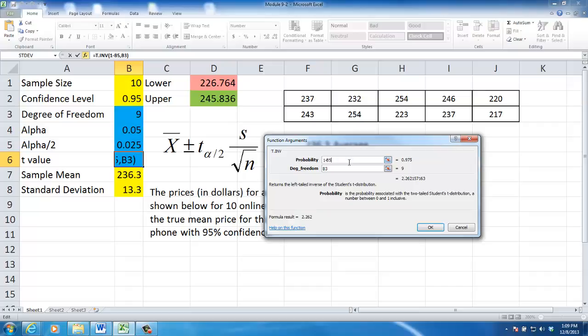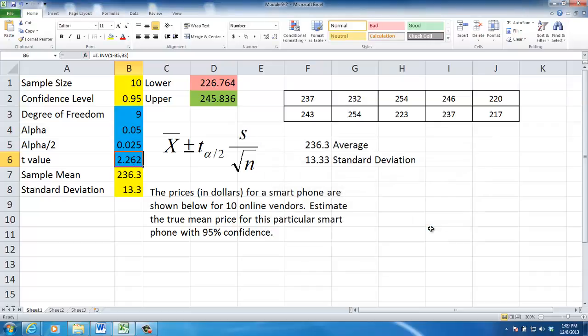The reason is because Excel shows the left side. You can use B5, but then you need to have a minus sign in front of the formula. But I prefer to use 1 minus B5 to find out the right side. So I click OK. So the t value is 2.262. Now I'm ready to put in the formula.